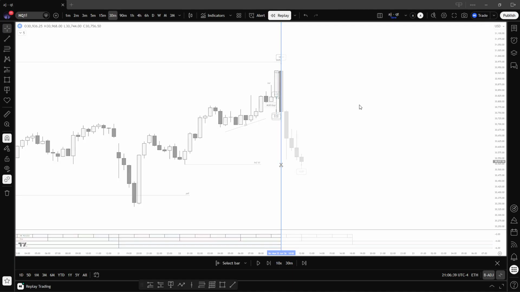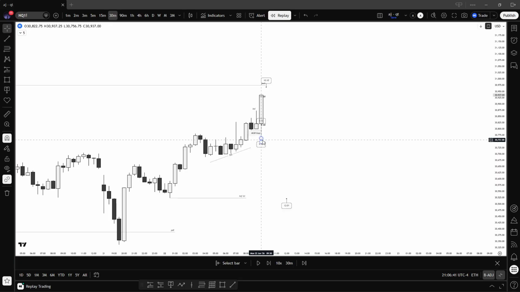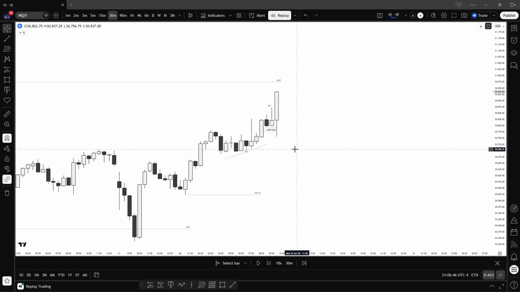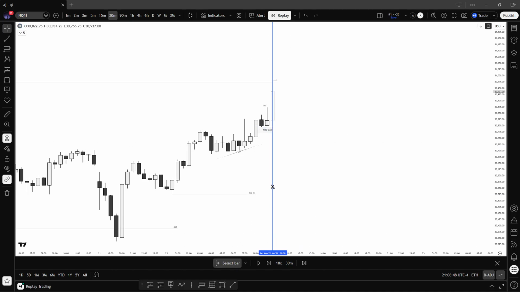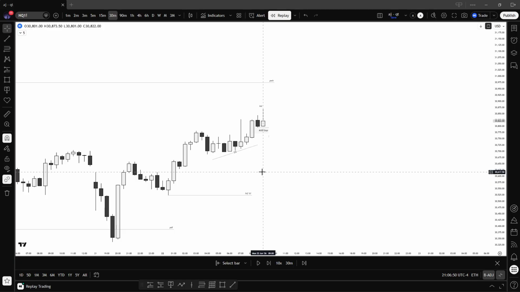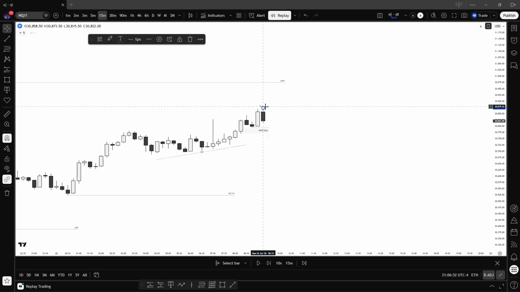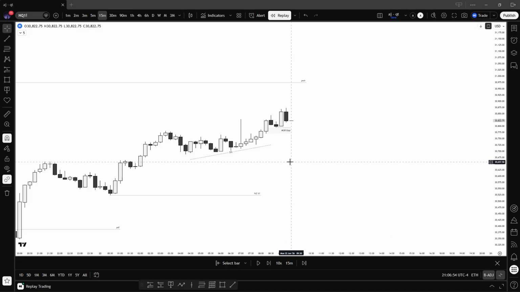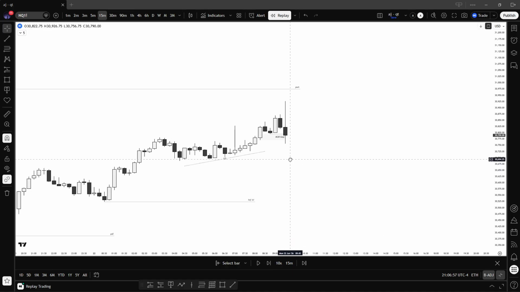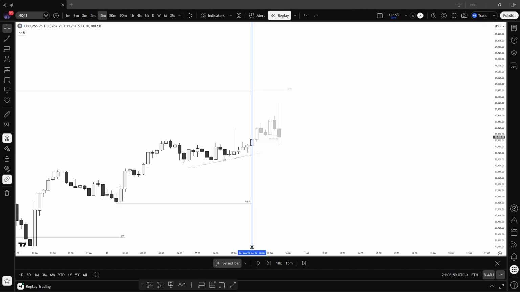start right here. Get rid of all this crap. Okay, so what do we have? This is too far. Okay, market open, and what happened? I'm just messing this up.